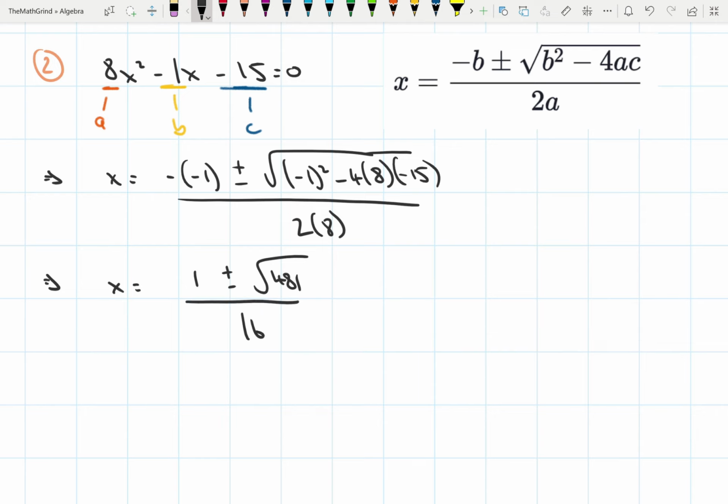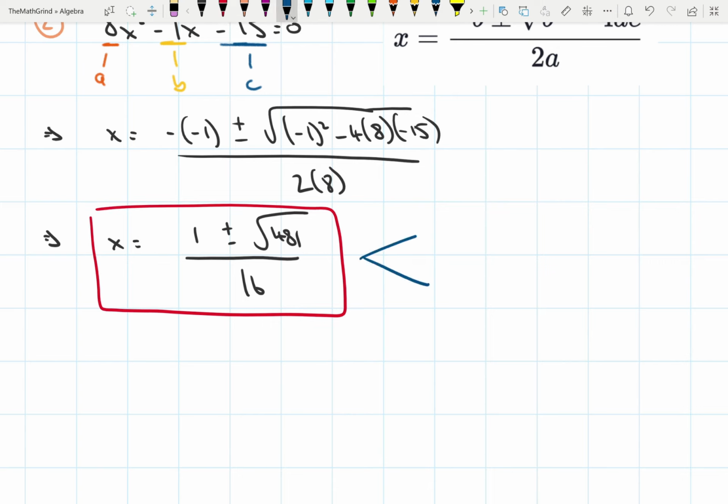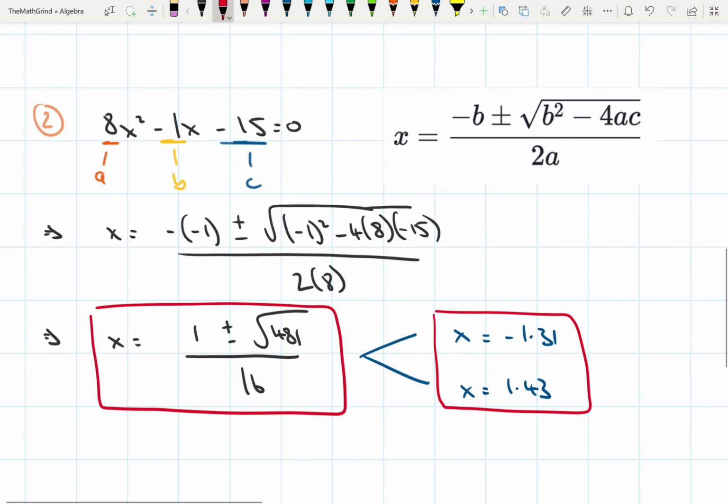Now it doesn't simplify really much after that. Again, it's quite acceptable as your answer. Or if they ask you for your answer corrected to 2 decimal places, again, just throw it into the calculator. You'll get negative 1.31, or you'll get 1.43. So that's just 2 quick examples on using the quadratic formula or the minus b formula.